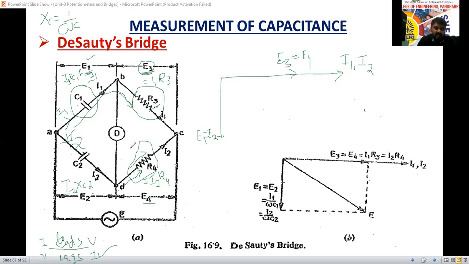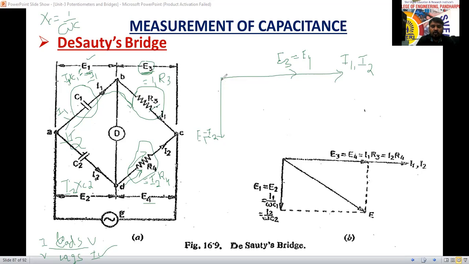So the total circuit consists of resistive and capacitive load, an RC circuit. Here capacitance is there, here resistance is there. So the load of the total circuit is resistive capacitive load. The resistive load is in phase, the capacitive load will lag.